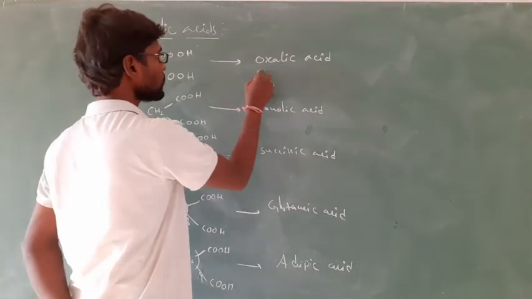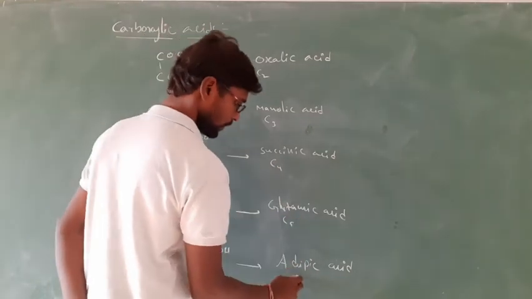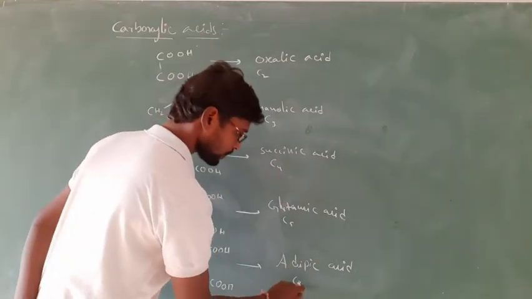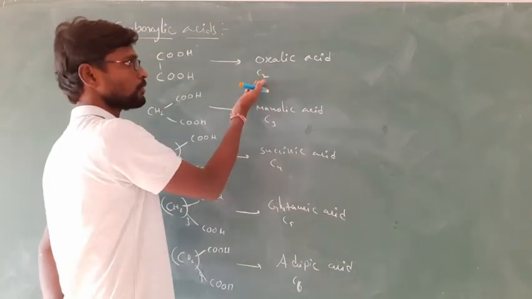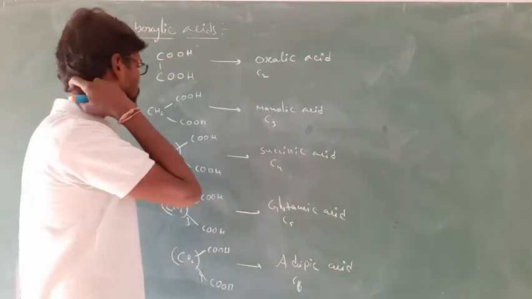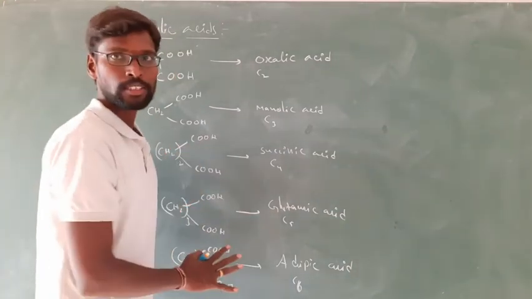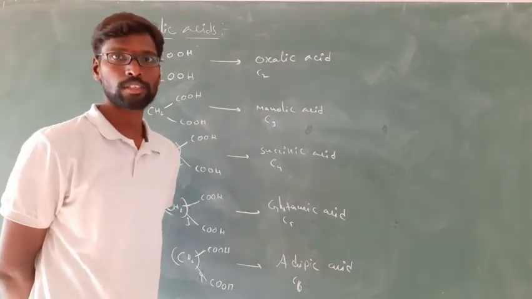So in this, C2 carbons are there, in this C3 carbons, in this C4, in this C5, and here C6 carbons are there. So they are the homologous series, and with one carbon you can't get a dicarboxylic acid. So they are the dicarboxylic acids, some important names of these carboxylic acids, right?